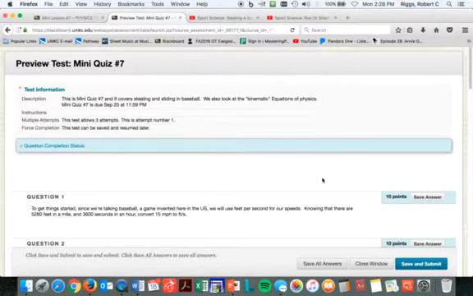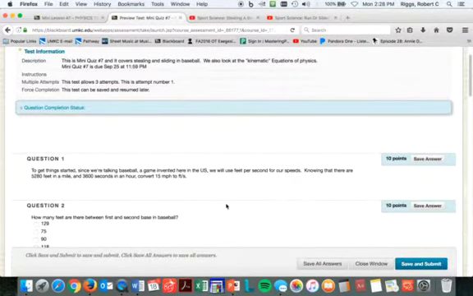So to get things started, since we're talking baseball, a game invented here in the U.S., we will use feet per second for our speeds. Knowing that there are 5,280 feet in a mile and 3,600 seconds in an hour, convert 15 miles per hour to feet per second. How the heck would you do that?